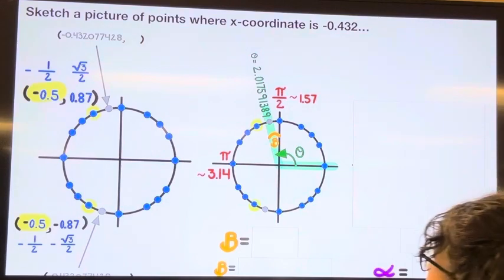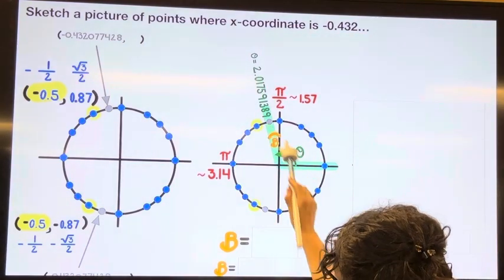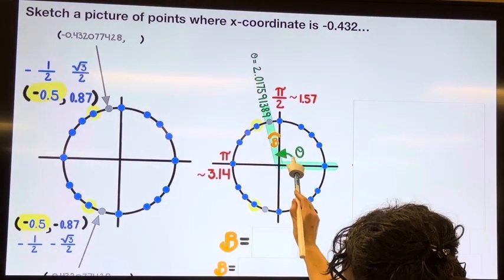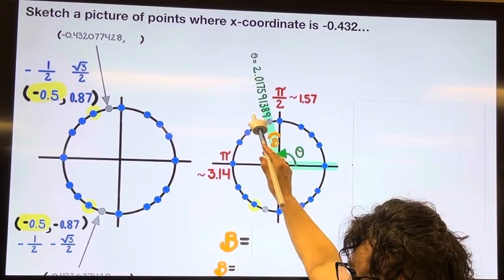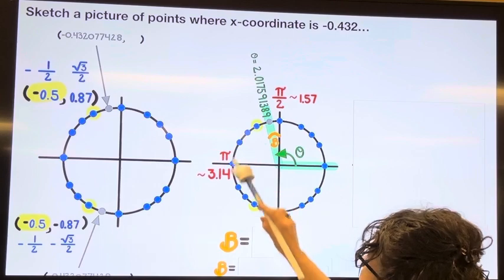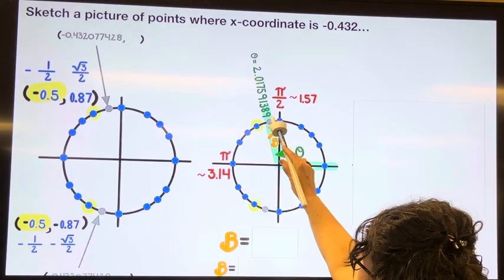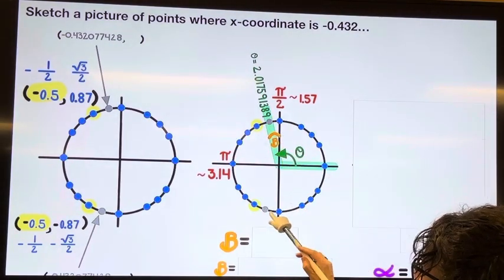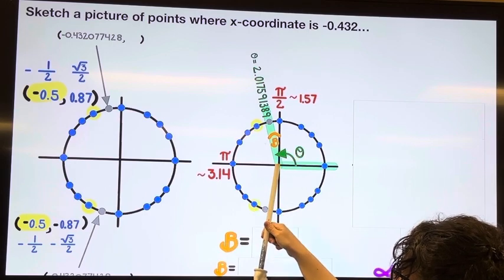is that the point, the theta, is the angle that goes with that x coordinate. And that is the angle measure we found. Okay, but we need to use this information to help us figure out what the angle is here.